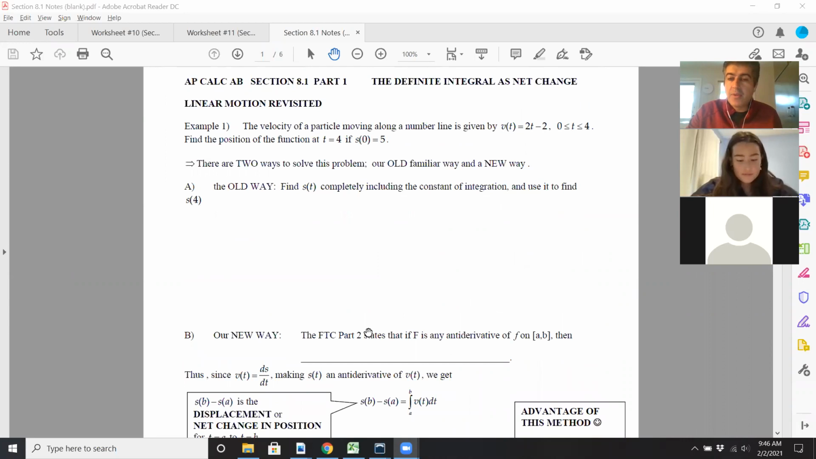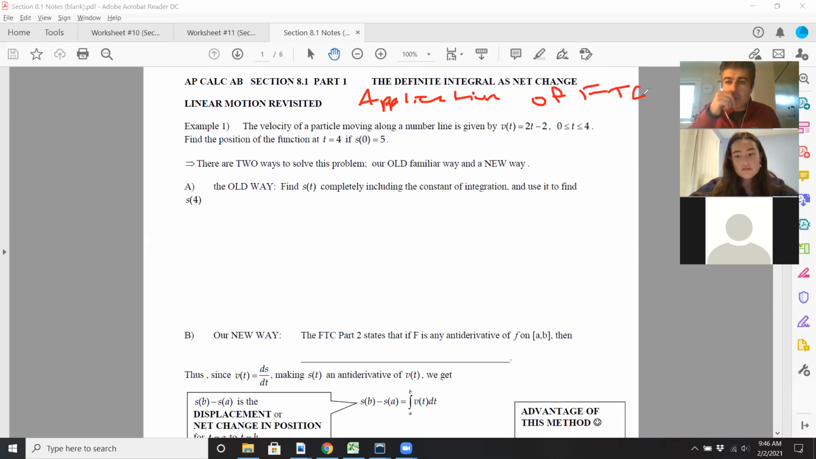so let's revisit linear motion, and this is called the definite integral as net change. So we're going to be looking at application of the integral, more specifically the definite integral. And what we're going to do is it's going to be really an application of the fundamental theorem of calculus. So this is my way of kind of spiraling or reinforcing this essential concept for this course.